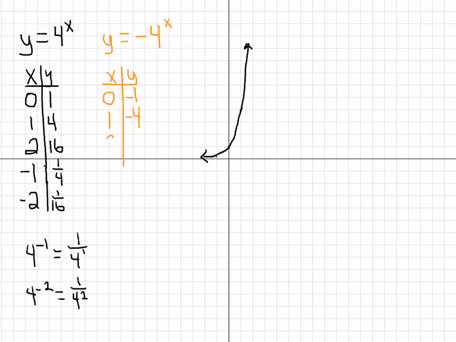All right. Notice it's going to be the same thing as this other one, it's just going to be negative values for y. If I did negative 1, that would be negative 1/4. If I did negative 2, it would be negative 1/16. All right, so let's plot these. 0, negative 1 is right there. 1, negative 4, 1, 2, 3, 4, it's right there. 2 is not even on the screen. And then negative 1, negative 1/4. And so you can see this one's going to look like this.